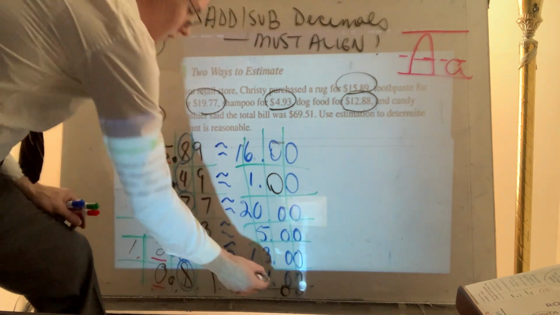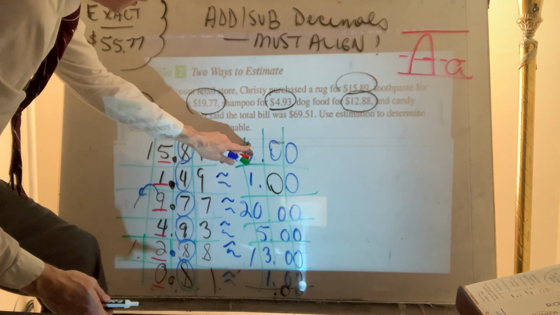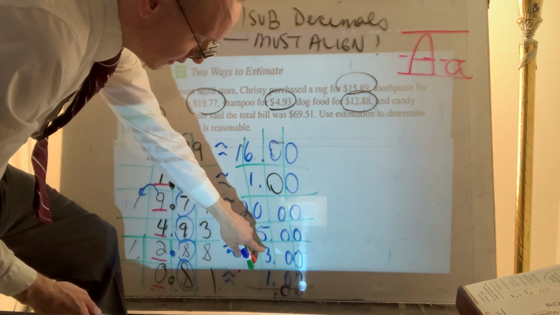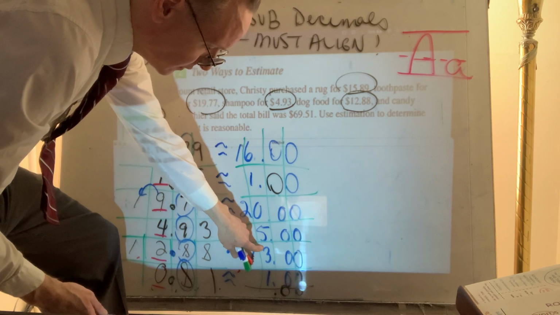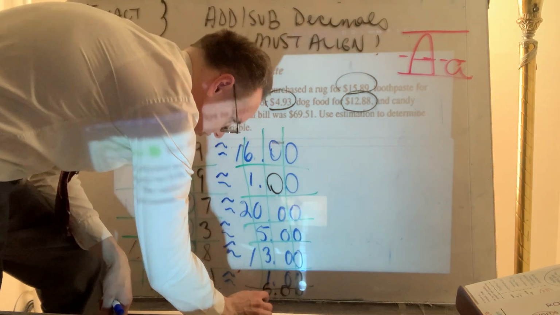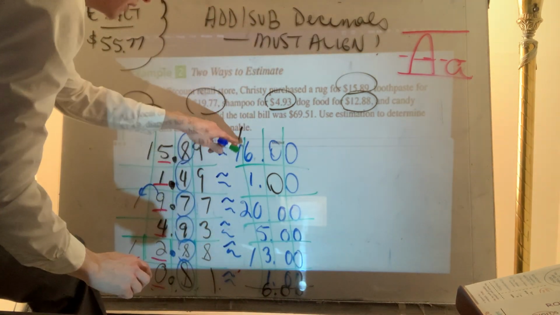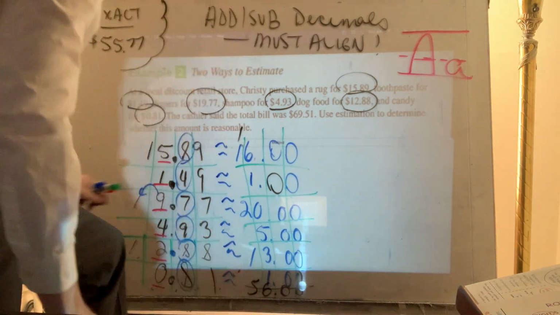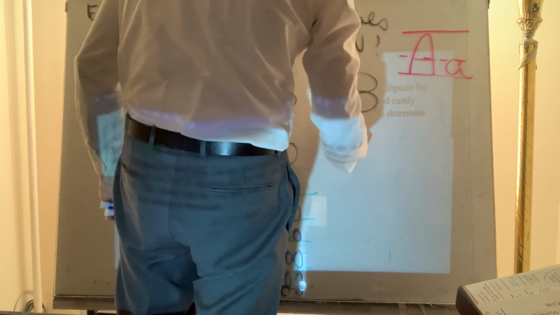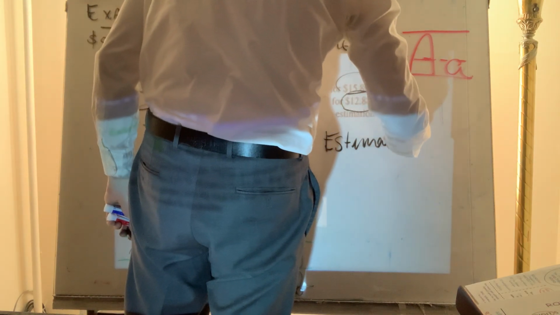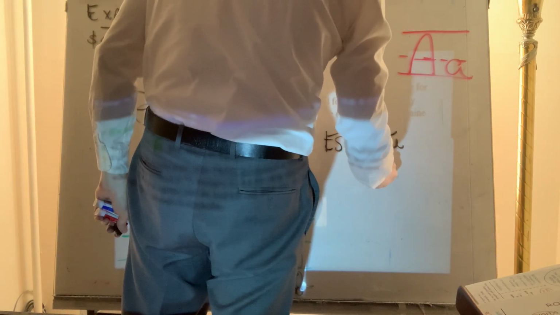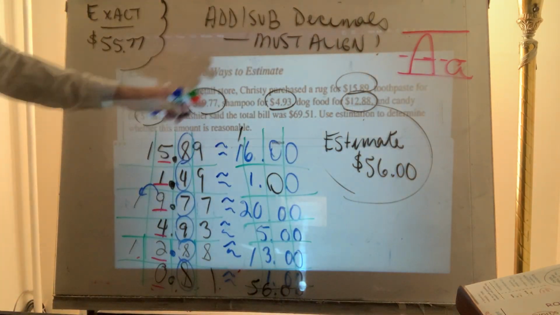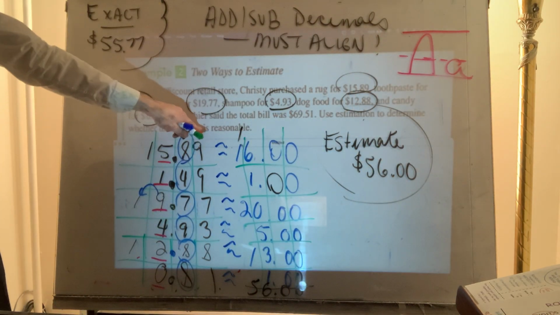All right. Decimal point. 6 and 1 is 7. 7 and 5 is 12. 12 and 5 and 3 is 15. 15 and 1 is 16. So there would be a 6 here. Carry the 1. 1 and 1 is 2. 4, 5. So the estimate is $56. Right? Use estimation to determine whether this amount is reasonable.